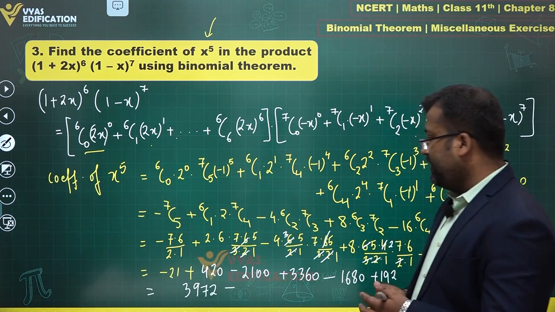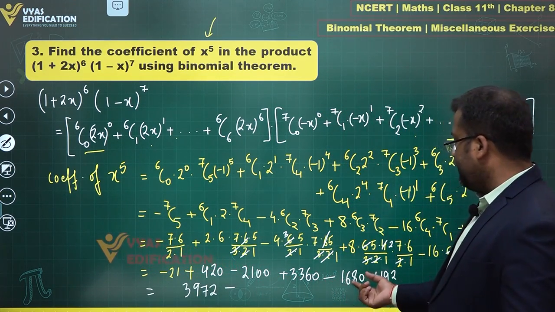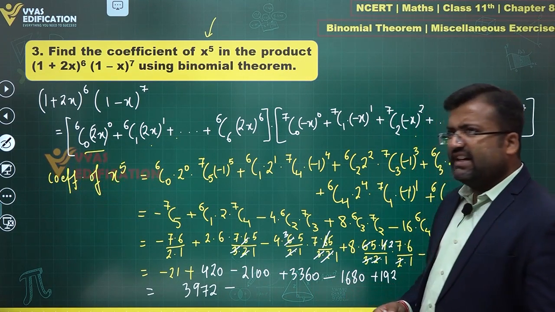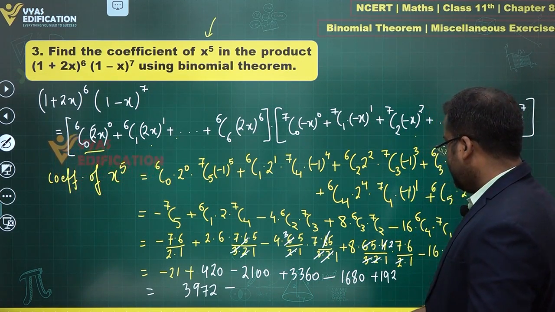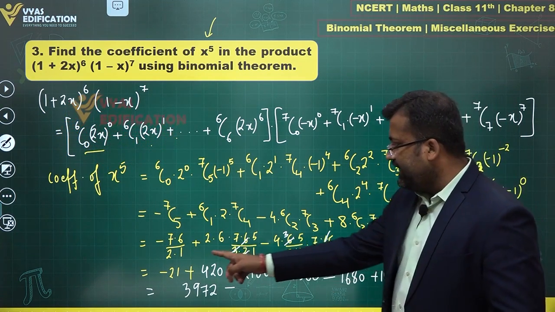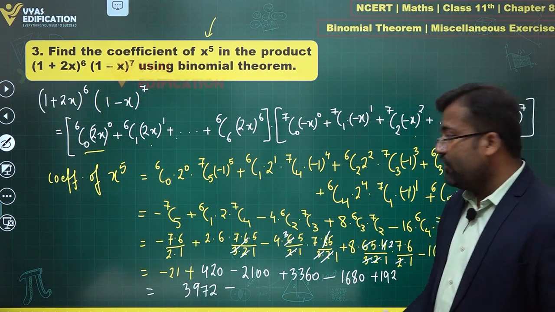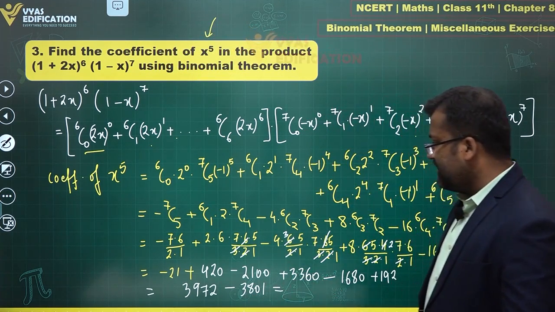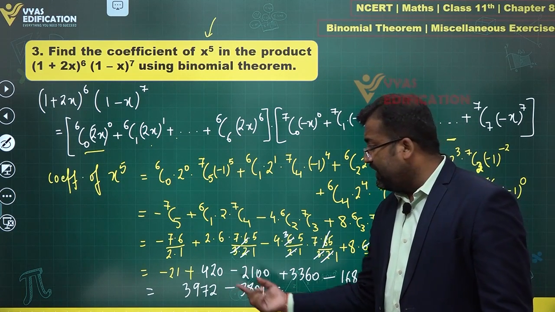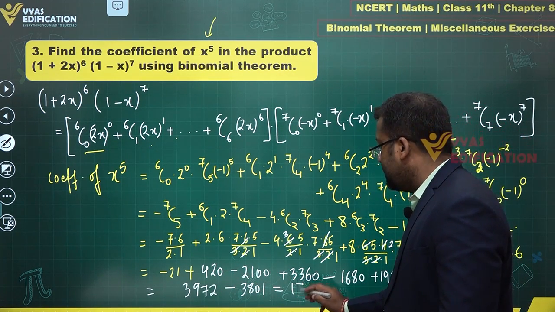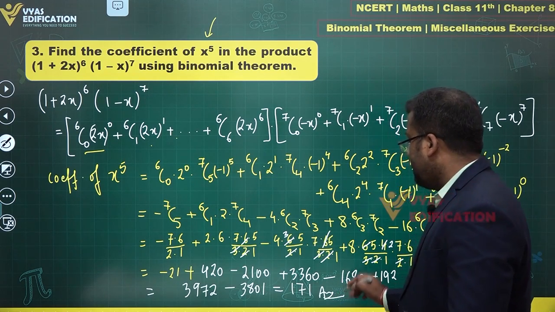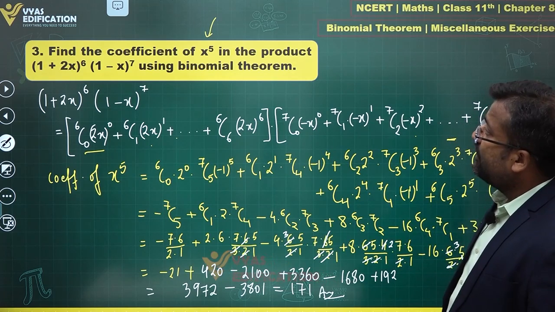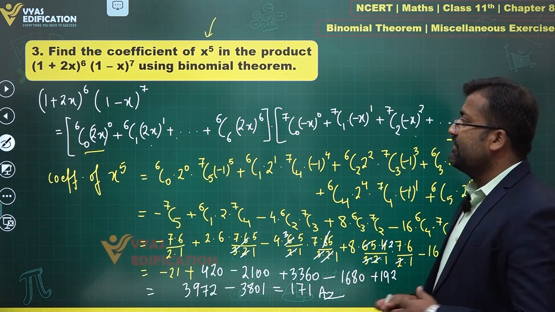In the minus, what do you have? You have 21, 2100 and 1680. So let's add them together. 2100 and 1600 is 3700. 3780. 3801 with a minus. And what is that difference? 72 minus 1 is 71. 39 minus 38 is 1. This is 171, which is the required answer for this question. The coefficient of x power 5 in the product of this is 171.